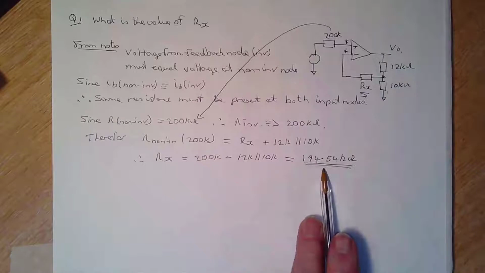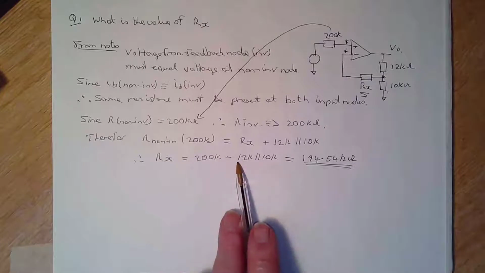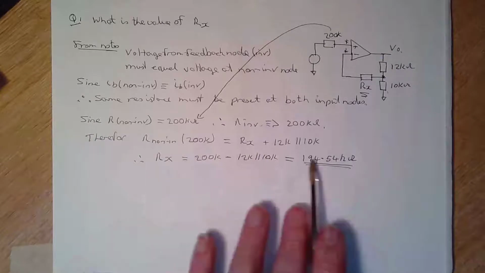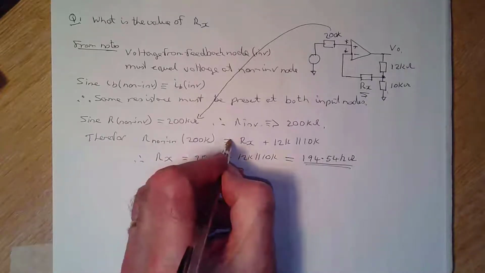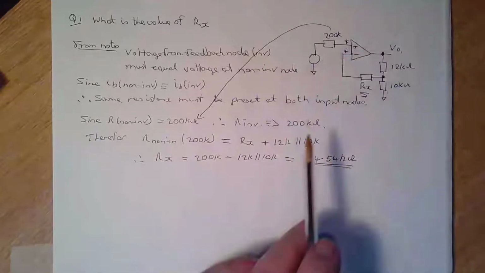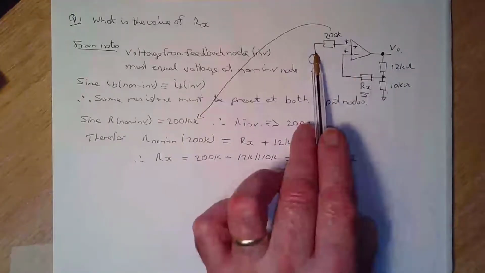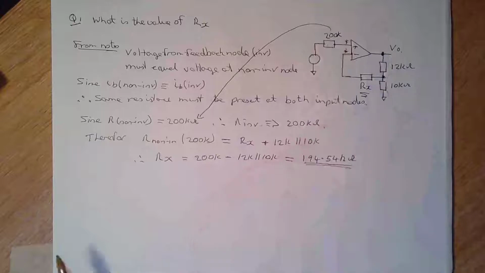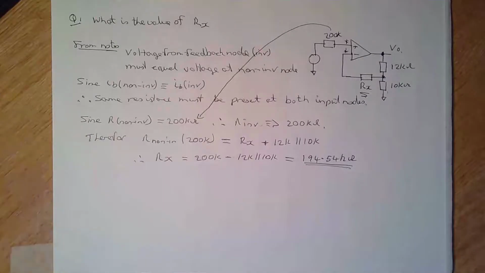If we have Rx equal to 194.54 k ohms plus the parallel combination of 12k and 10k, which is about 5.454 k ohms, that gives a total resistance at the non-inverting input of 200 k ohms, and we would end up with no offset output at the amplifier, because the offset voltage due to bias currents in this path would equal the voltage drop from this path here, which is basically the IB flowing through the 200 k ohms. So that gets the answer for part A.